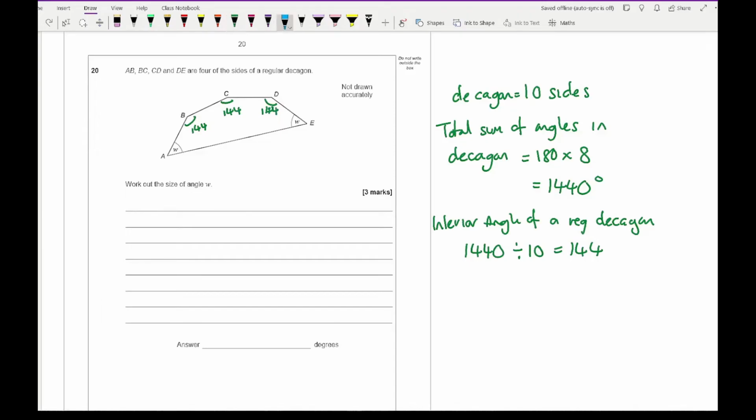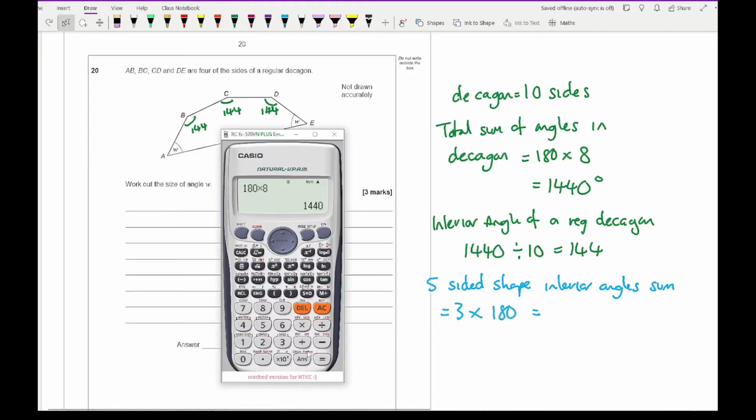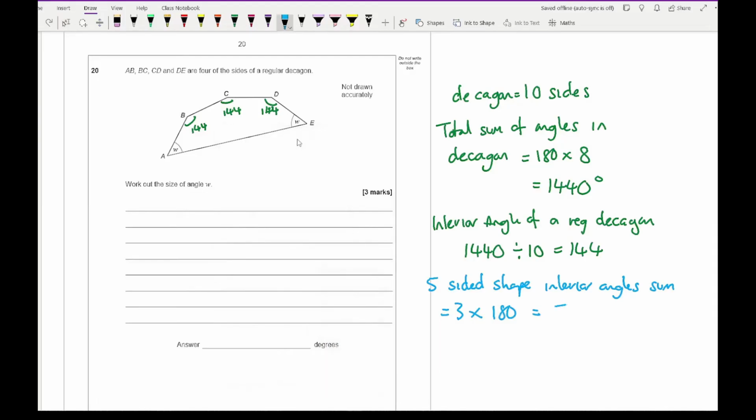Now, what I know is in a five-sided shape, the interior angles sum is going to be 3 times 180. It's the number of sides take away 2 times 180, which is going to give me 540. But let me just double check. Yep, 540. So what I then know is that W plus 144 plus 144 plus 144 plus W adds up to 540. So then here I've got 2W plus and then 3 lots of 144.